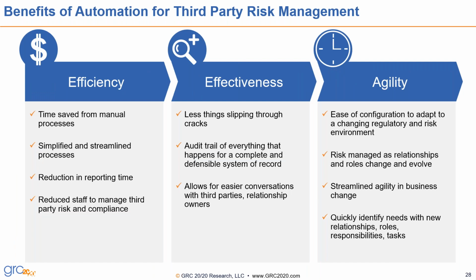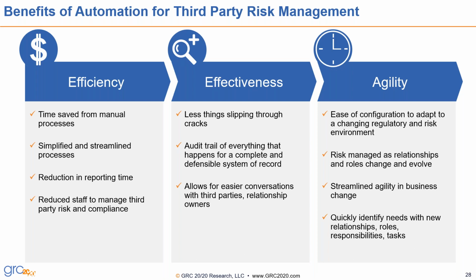The benefits of automating this, I break down into three categories: efficiency, effectiveness, and agility. Moving from manual processes for third-party risk to an information technology architecture that is built for third-party risk can deliver efficiency: time saved from manual processes, simplified and streamlined processes, reduction in reporting time, reduced staff to manage third-party risk, and greater effectiveness with fewer things slipping through the cracks, an audit trail of everything that happens for a complete and defensible system of record, as well as a great portal and information that allows for easier conversations with third parties and relationship owners.